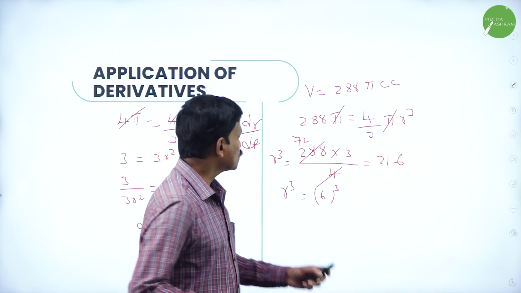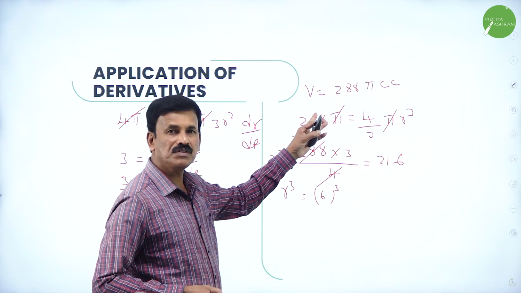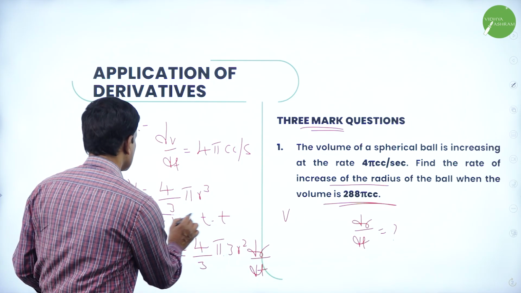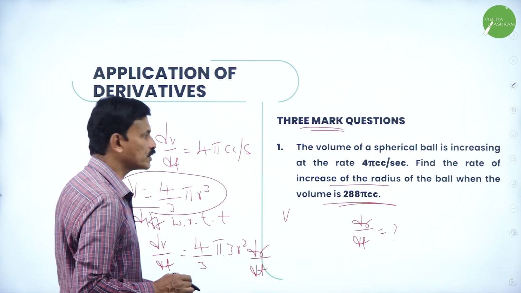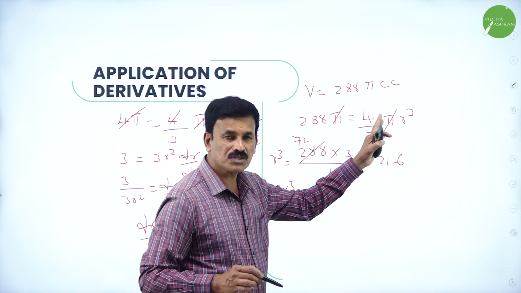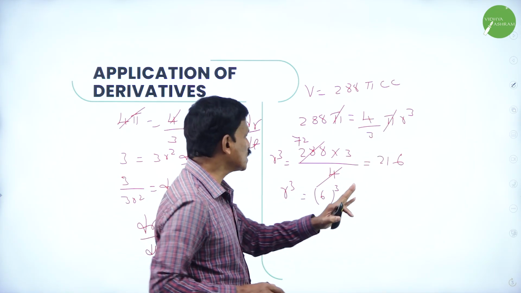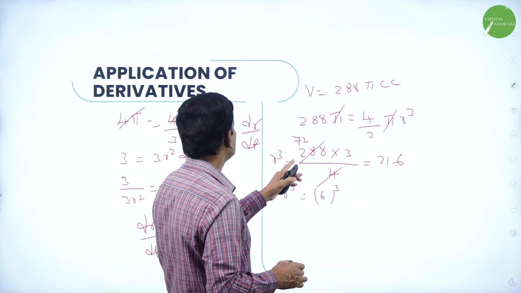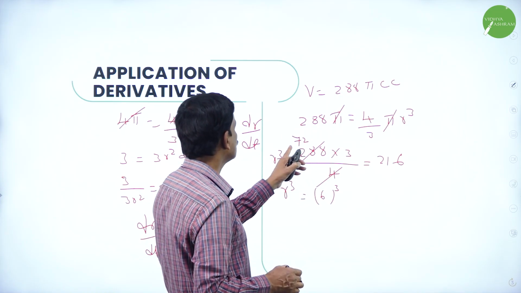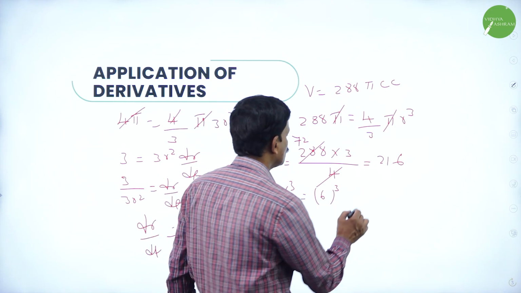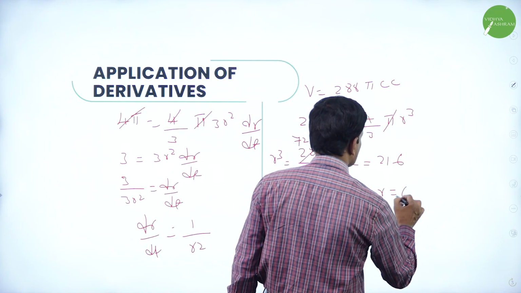What is V? V is given as 288 pi cc. Substitute in the formula: V is equal to 4 by 3 pi into r cube. What we have to find is the value of r, the radius. So cross multiply and divide, you will get 288 into 3 divided by 4, which is 72 into 3, that is 216. 216 can be written as 6 cube. So therefore the value of r is equal to 6.